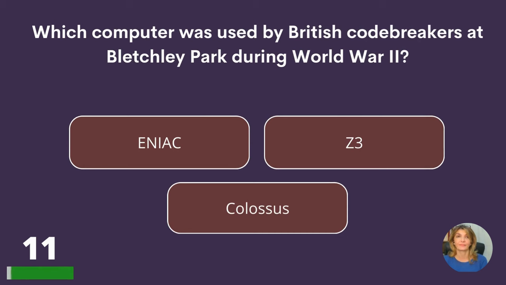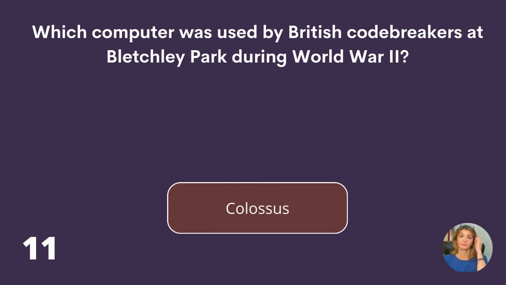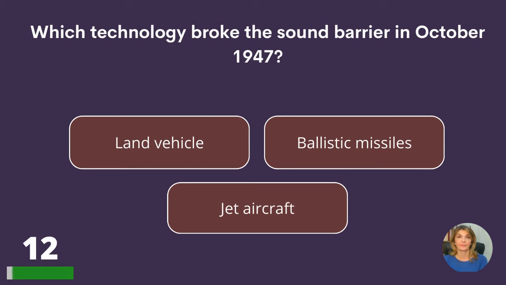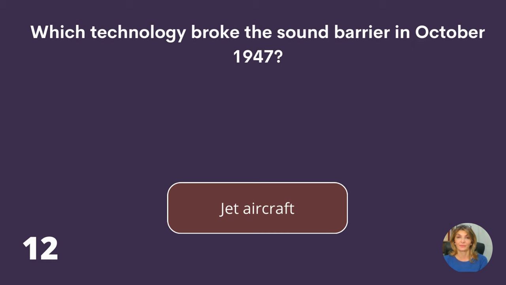Which computer was used by British codebreakers at Bletchley Park during World War II? The ENIAC, the Z3, or the Colossus? The Colossus. Which technology broke the sound barrier in October 1947? Land vehicle, ballistic missiles, or jet aircraft? Jet aircraft.